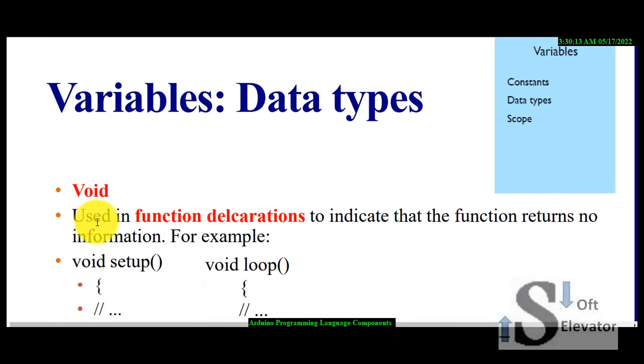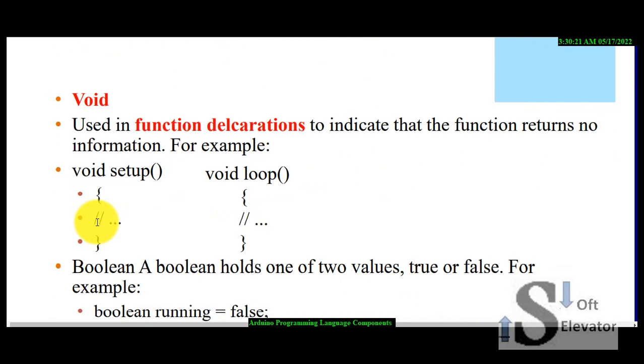Variable data type: void data type is used in the function declaration when the function is not returning any value. Void setup, void loop. Don't forget that we have the main sections in Arduino C, the void setup and void loop.